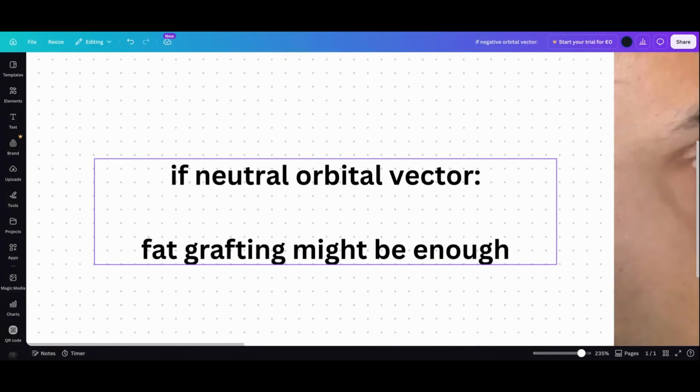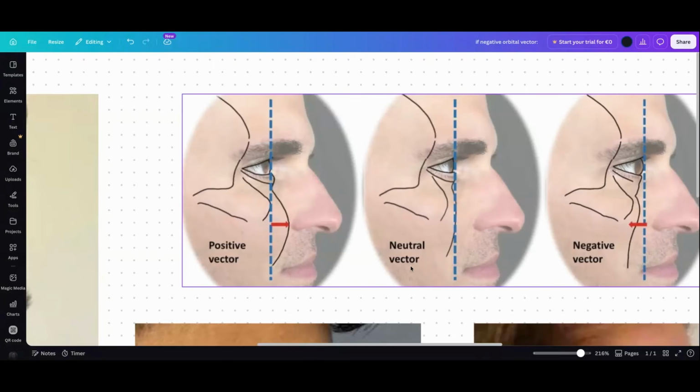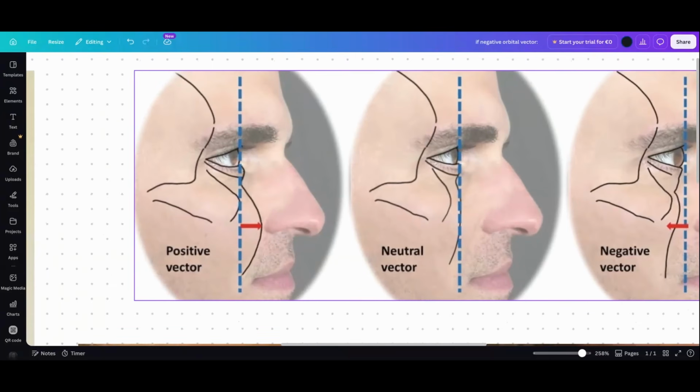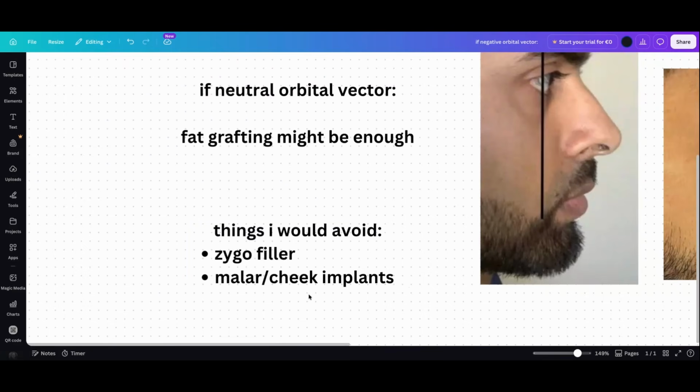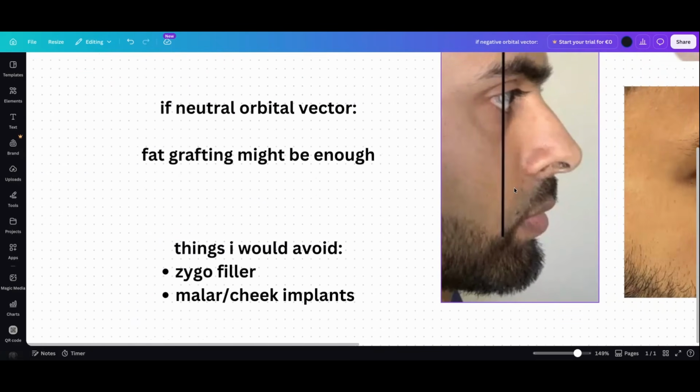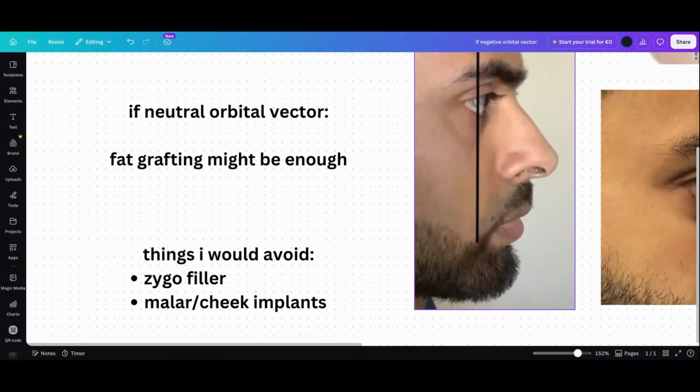Next, if you have a neutral orbital vector, I think fat grafting is usually enough, because in this case you're not going to need to correct that much lack of projection anyway, and fat grafting is usually enough to bridge the gap. Personally, I would avoid cheek filler or zygo filler. Also cheek implants, I haven't really seen before and afters that looked good. And like I mentioned, filler has the risk of migration, especially in areas that move a lot, for example, the eye area.